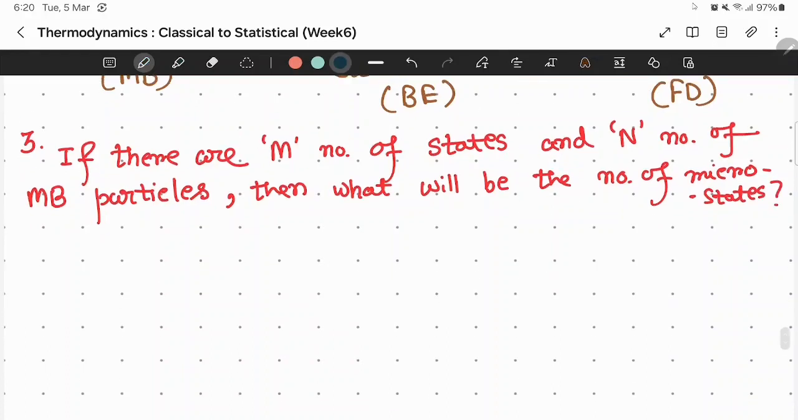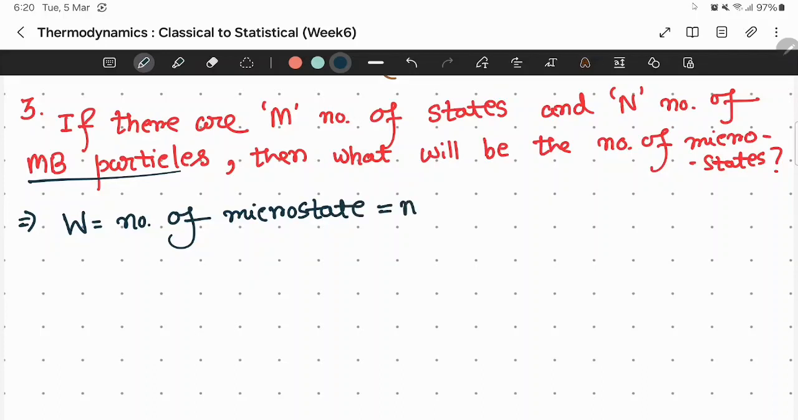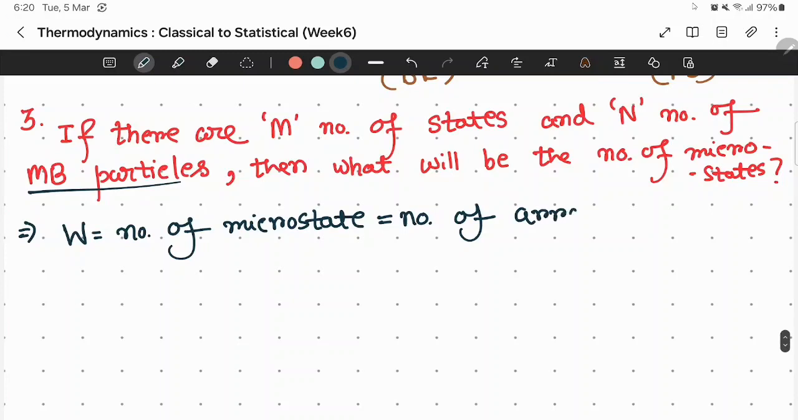So first, this is for classical particles. We have to find the number of microstates, meaning the number of arrangements. So W is the number of microstates, which essentially means the number of separate arrangements.